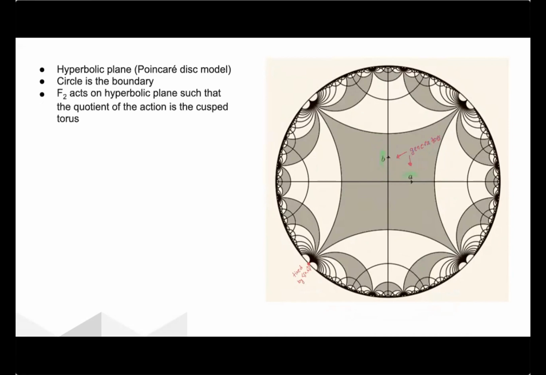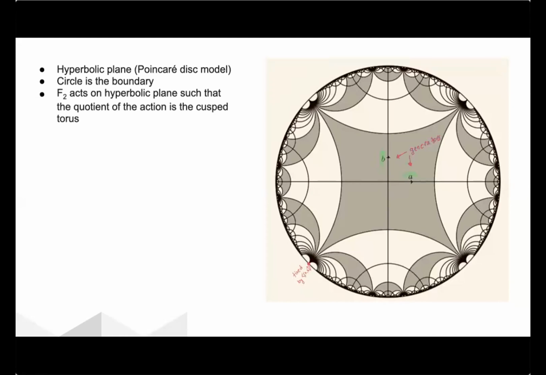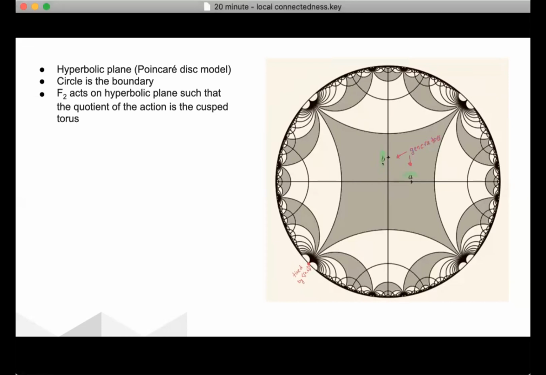We can think of F2, the free group on two generators, acting on the hyperbolic plane in such a way that the quotient of the action is the cusp torus that we saw a moment ago. And this is a very nice way of thinking about this. Take the two generators of the free group, A and B, suppose. You can think of A as the hyperbolic isometry that takes the left to the right, and B as the hyperbolic isometry that takes the bottom to the top.